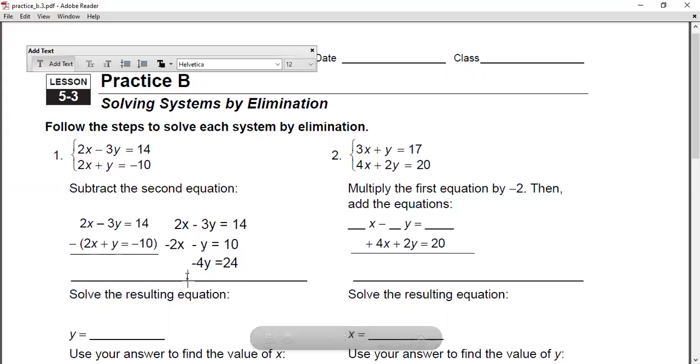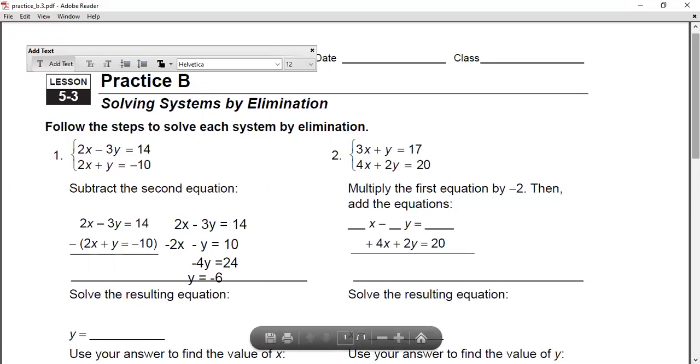So the resulting one will be y is equal to negative 6. How did you get negative 6? 24 divided by negative 4 is going to give you negative 6. I know this question will come, how teacher? Yes, this is how we got negative 6. I'm not showing you all the steps here, I'm just showing you the exact answers.